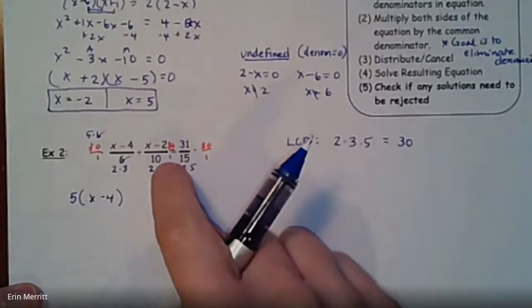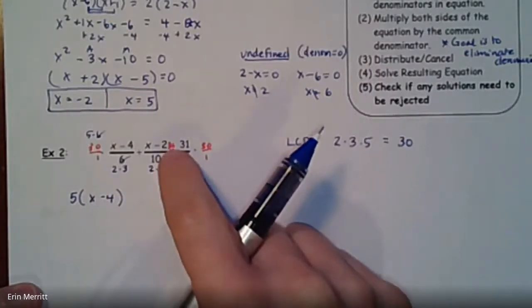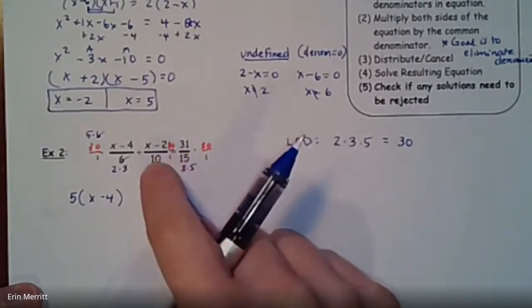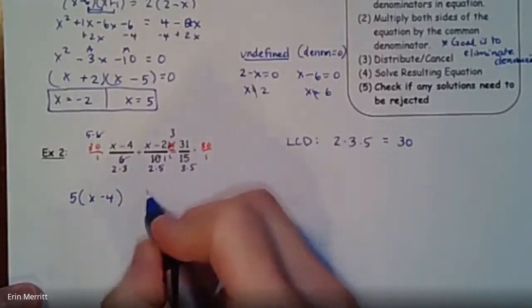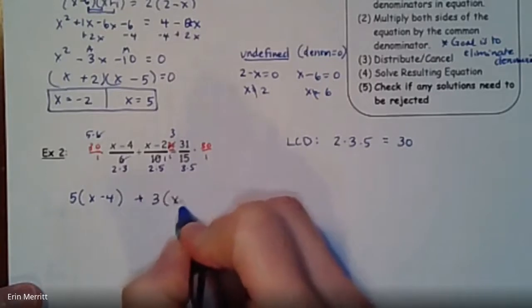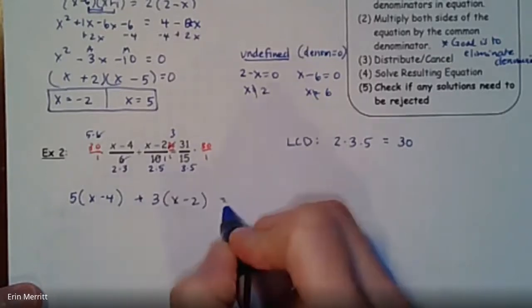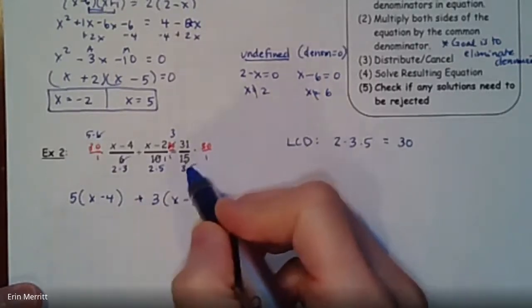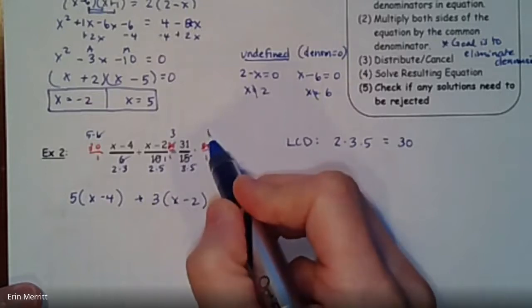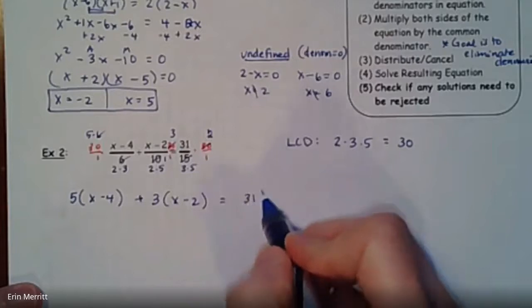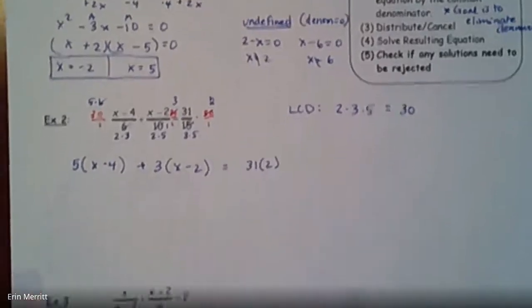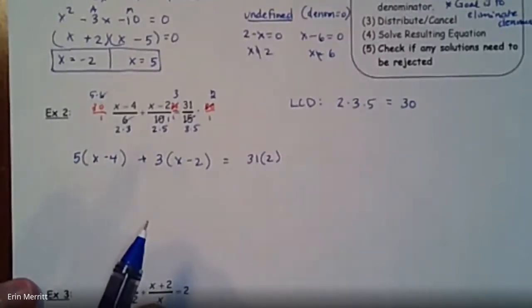All right, I'm going to do the same thing here. 30, and then I can simplify that with the 10 here. That's going to leave me with 1. That'll be a 3. So then I have 3 times the x minus 2. And then over here, 30 and 15, that'll reduce down to just 1 and 2. And so I'm left with 31 times 2. So we're just eliminating those denominators completely.